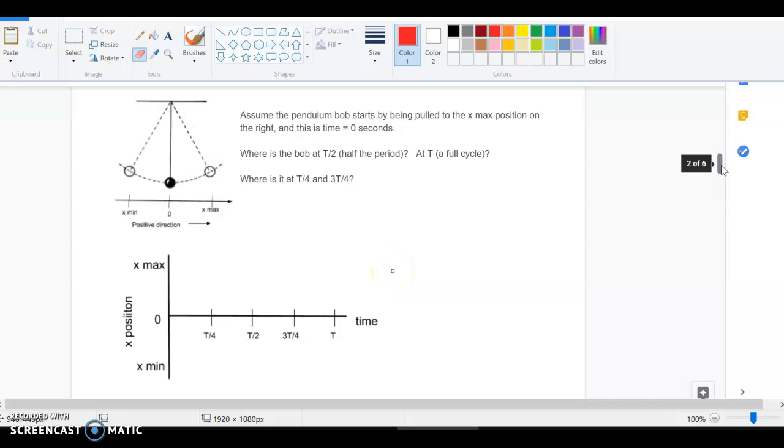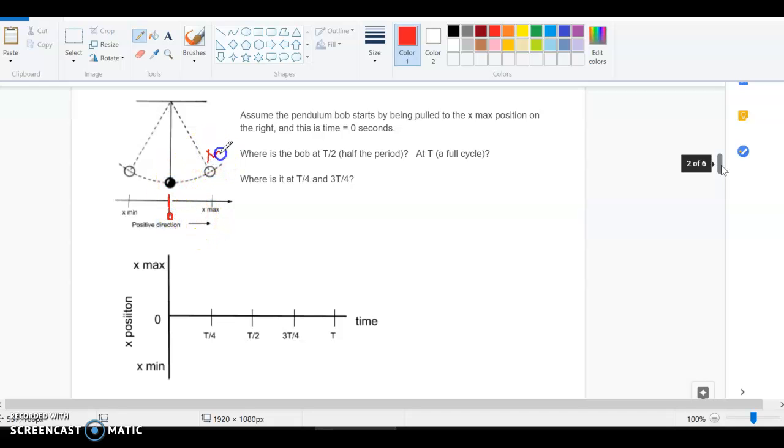Okay, so this is how to do the graphs. Hopefully this will make sense. We're using a pendulum here to look at. So here would be the 0 position at the middle.